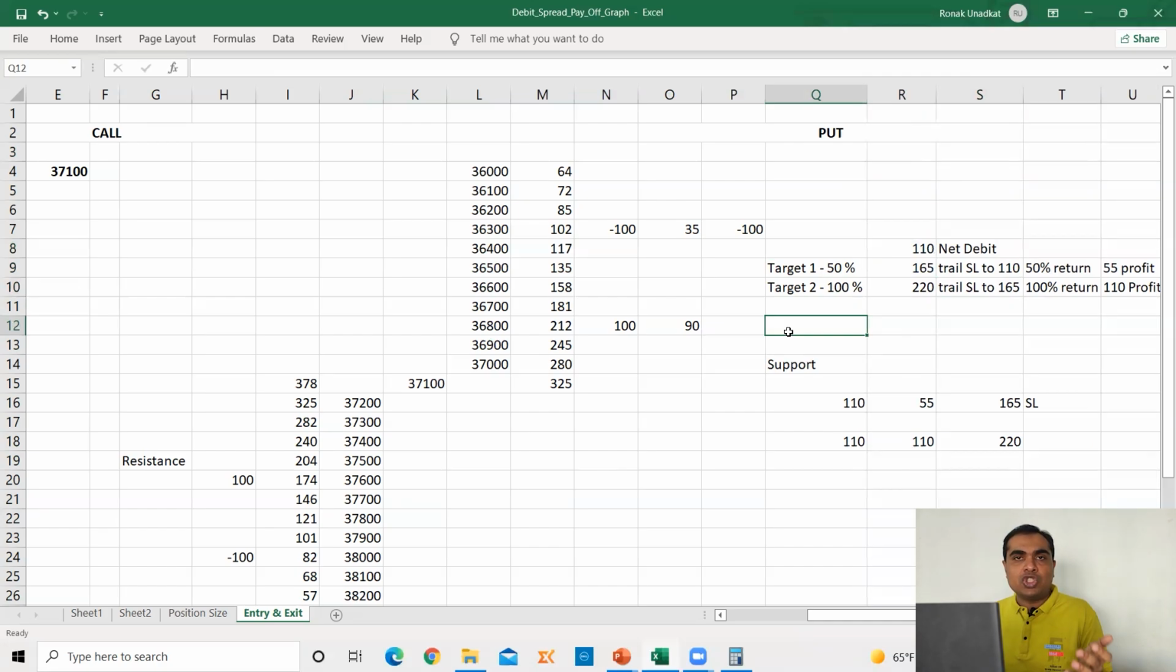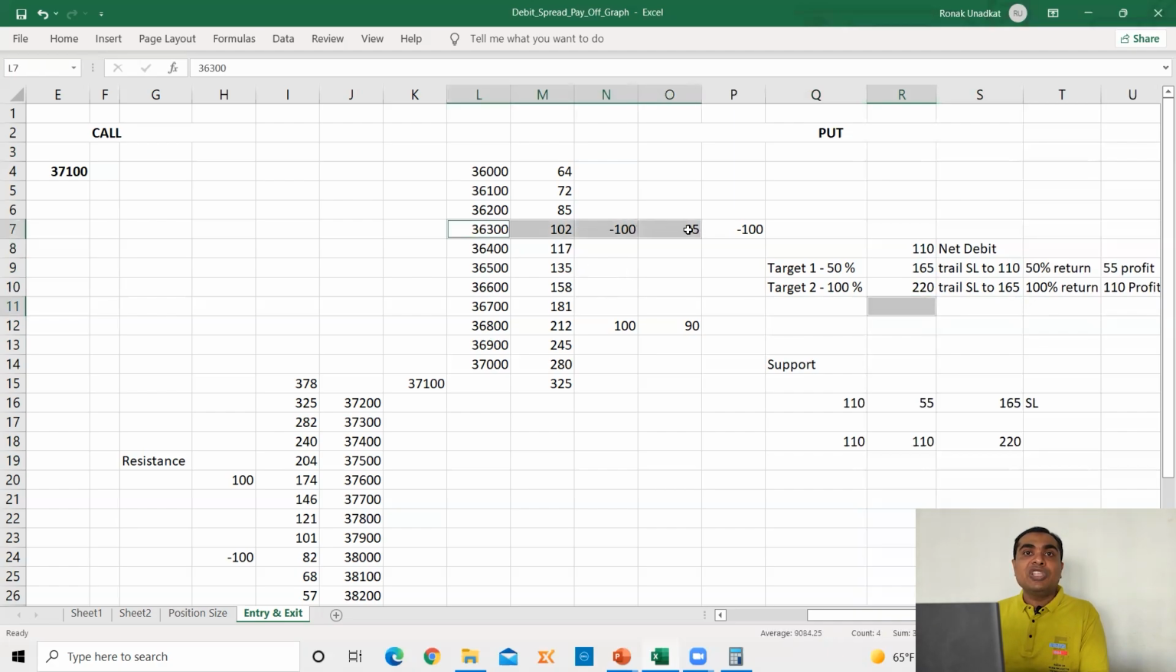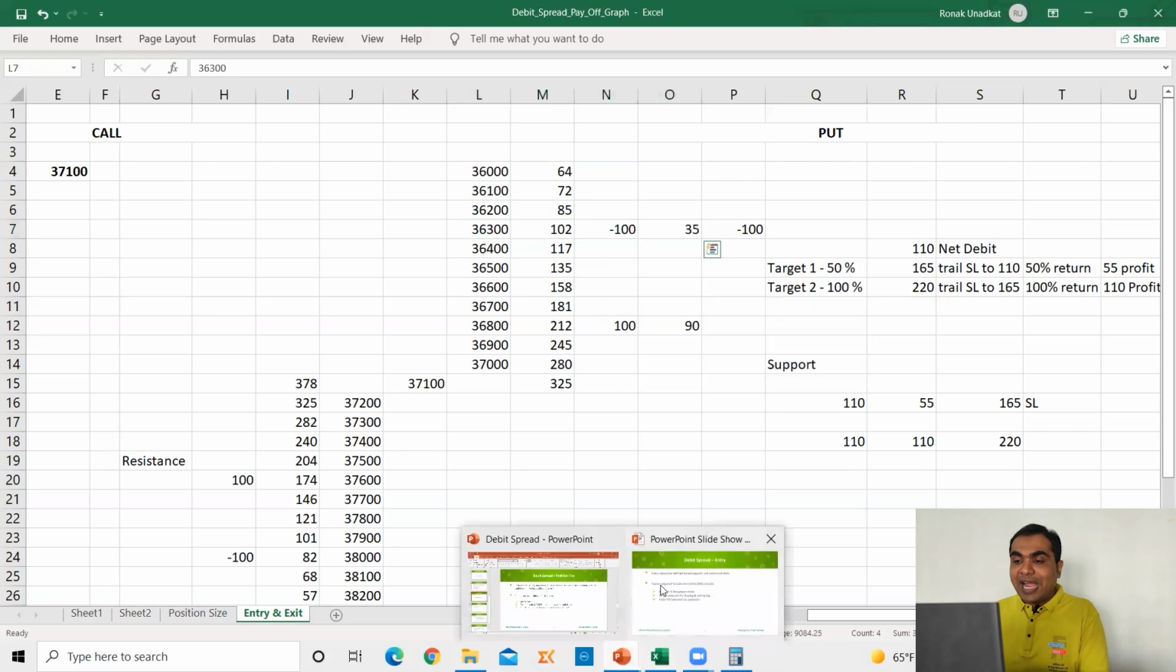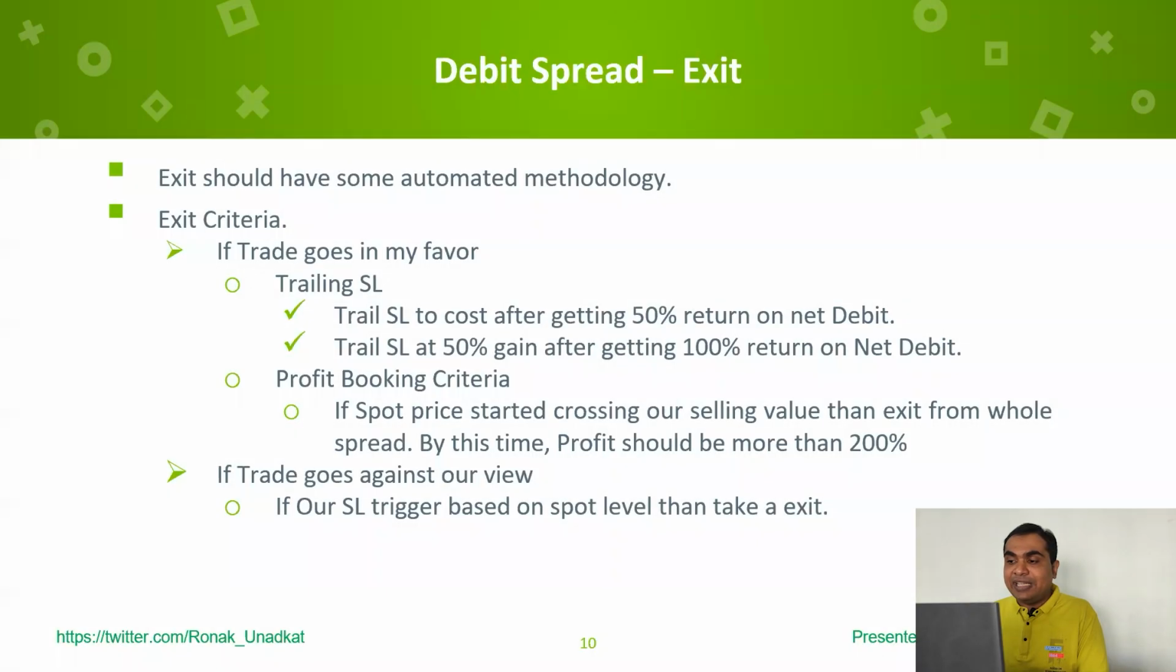But when to actually book profit? In that scenario, as and when your trailing stop loss gets hit, you will exit. Or second, if the market starts trading below 36,300, which is your selling leg. Once the market starts trading below your selling leg, that means the maximum profit has already been taken out from this spread. So by this time, when the market crosses 36,300, you will be sitting on a 200% return. So in that way, you can exit at that point of time.